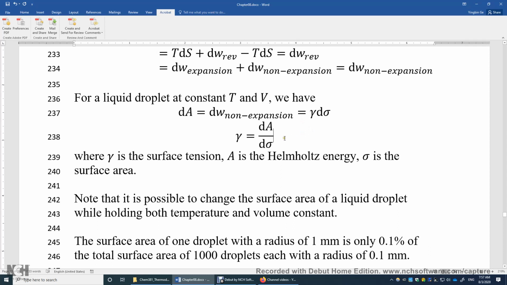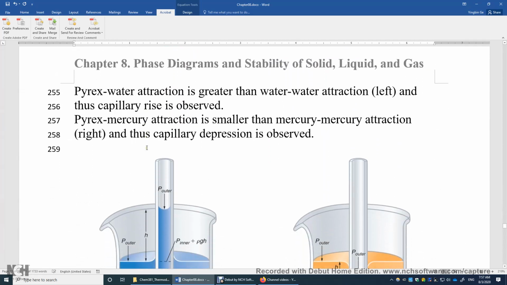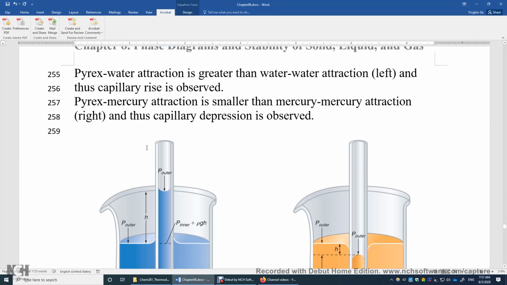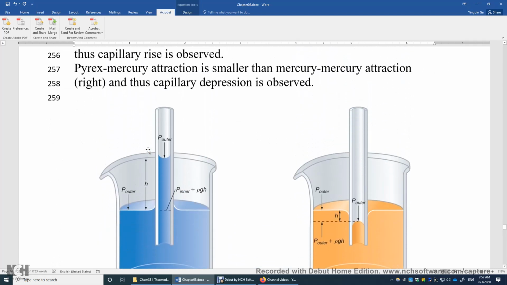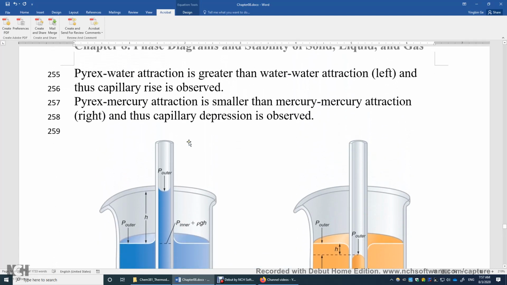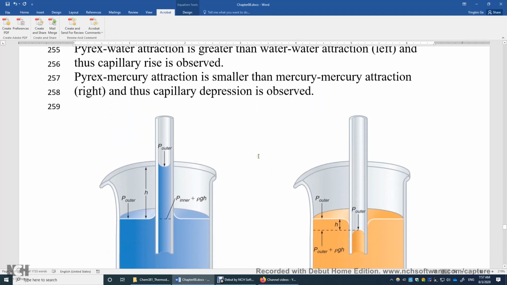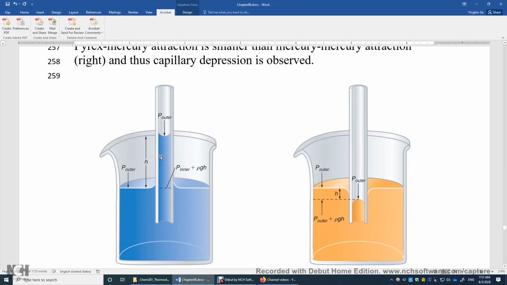And also you can easily see this gamma, the so-called surface tension, can be calculated by the change of this A divided by the change of the surface area. So surface tension can also be used to explain these 2 phenomena. Capillary elevation, and capillary depression. So this is capillary elevation or capillary rise.